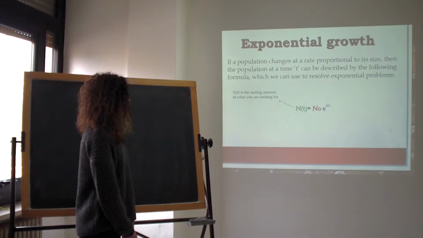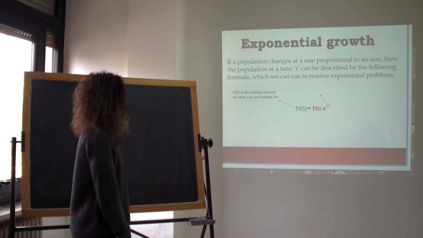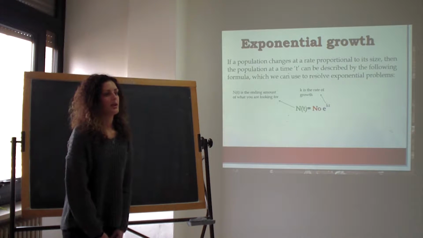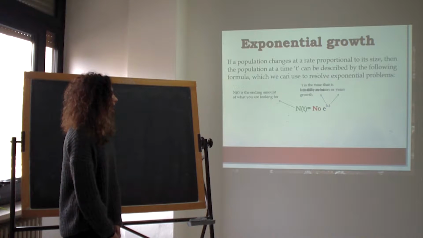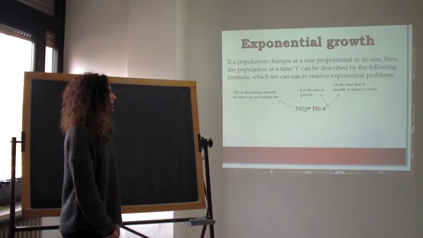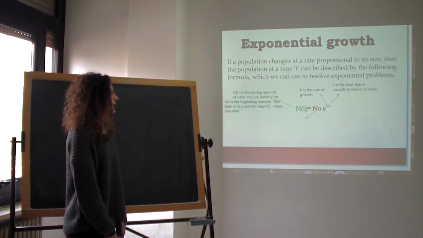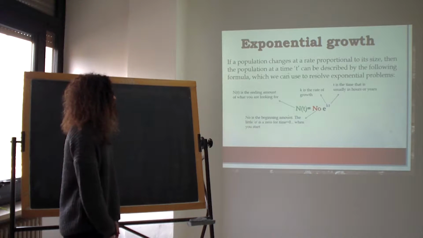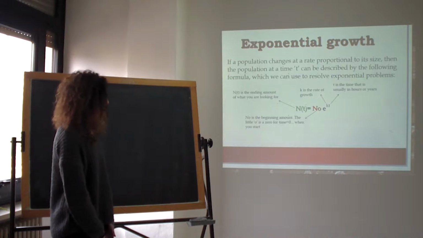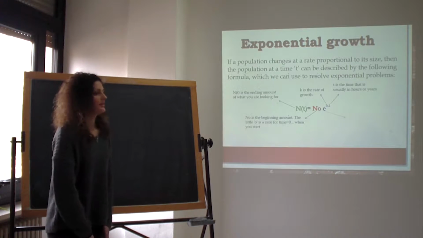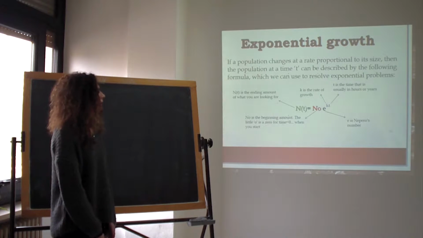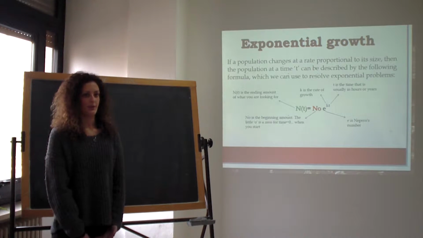N of t is the ending amount, what you are looking for. K is the rate of growth, in Italian meaning tasso di crescita. T is the time, that is usually in hours or years. N naught is the beginning amount, the little zero for time equal to 0, so when you start. E is Nepero's number.